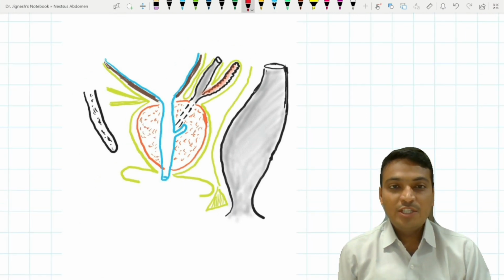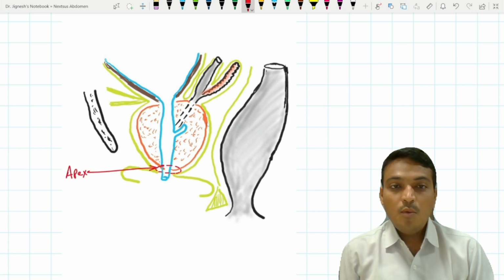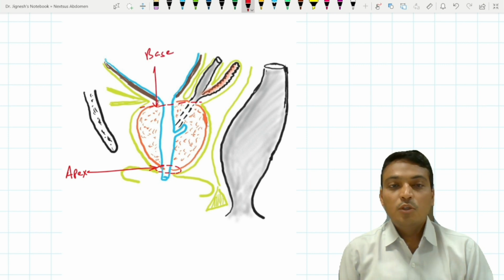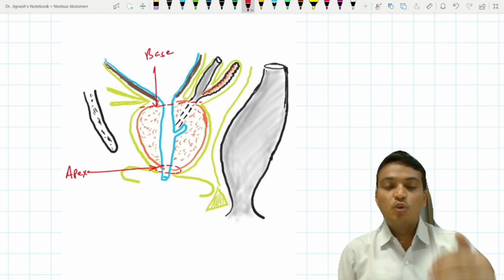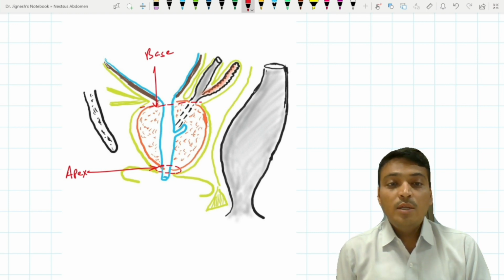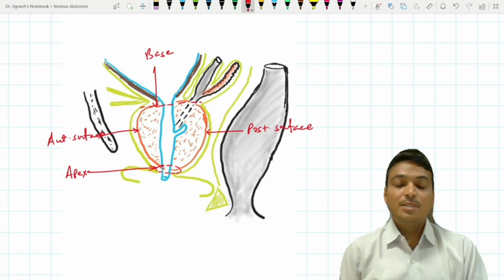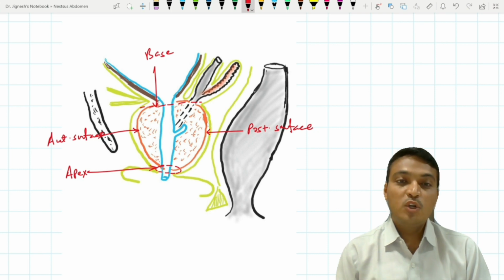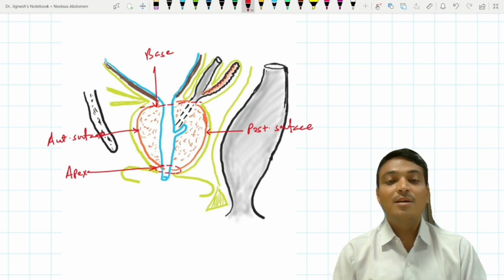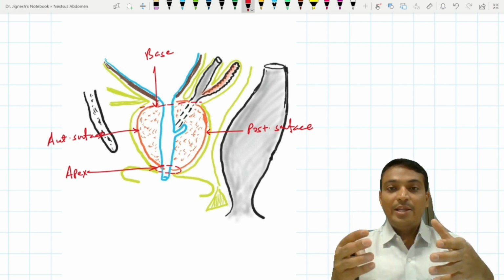When we see the external features of this prostate gland, it has one apex and one base. The base of the prostate is nearer to the neck of the urinary bladder. It has one anterior surface, one posterior surface, and two inferolateral surfaces. These inferolateral surfaces we are not able to see here in this sagittal section, and they are situated on each side of the anterior lobe.